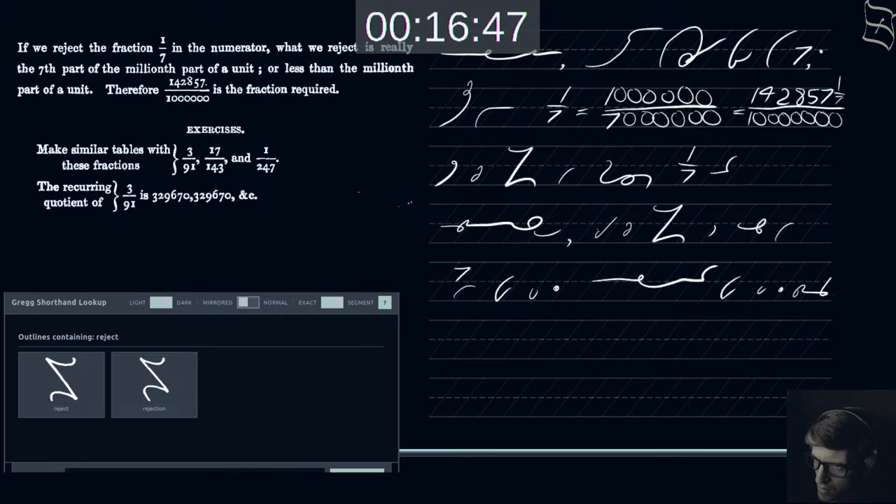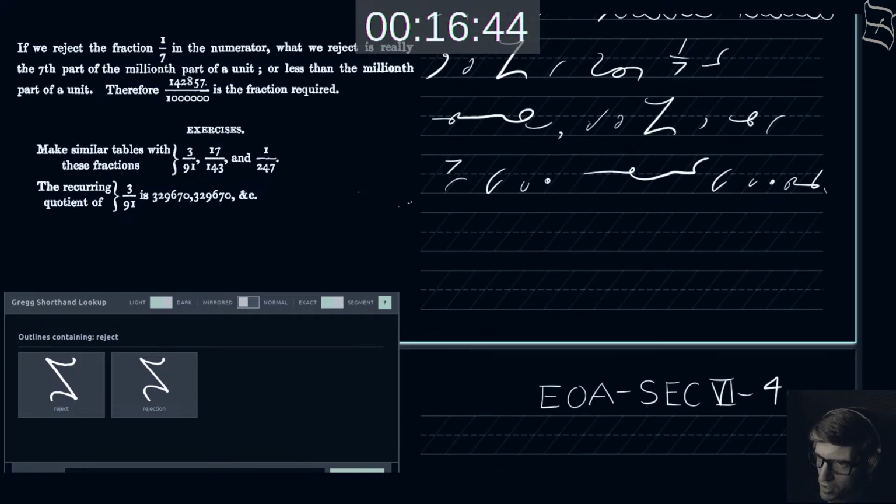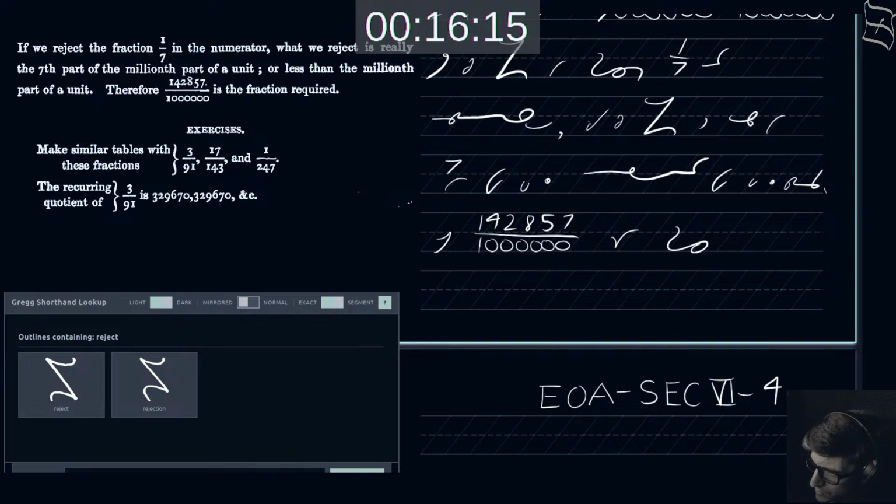Therefore, by approximation, 142,857 over 1 million is the fraction required. Nice.